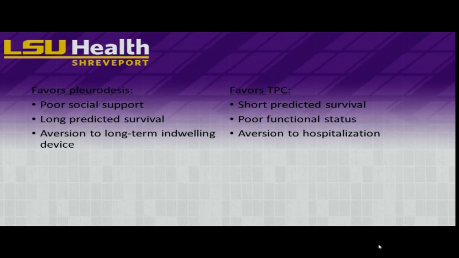So the writers of the guidelines didn't find any sufficient evidence to recommend one method of pleurodesis over another, instillation versus talc poudrage surgically. So their guideline suggests that either one is acceptable.